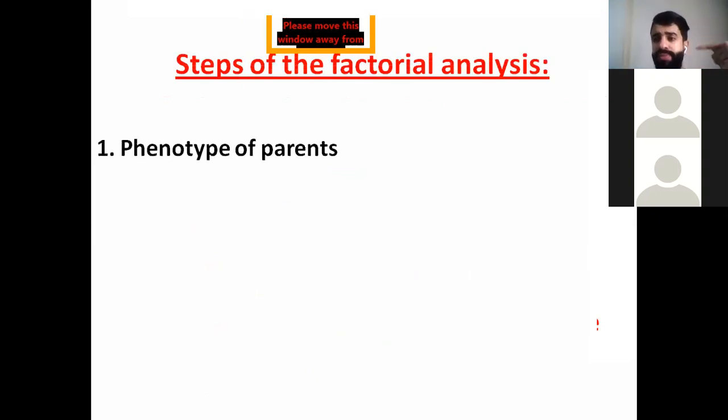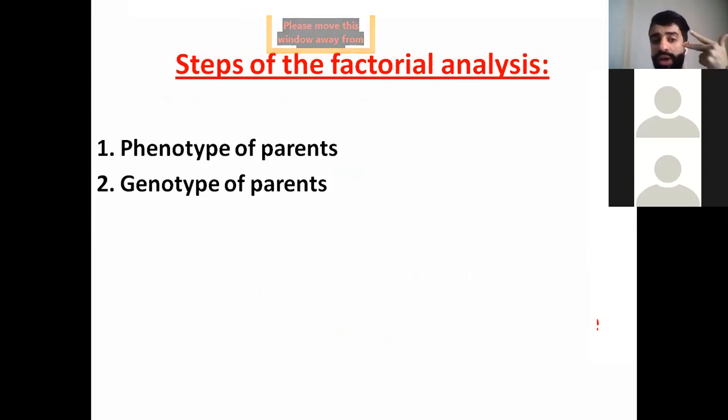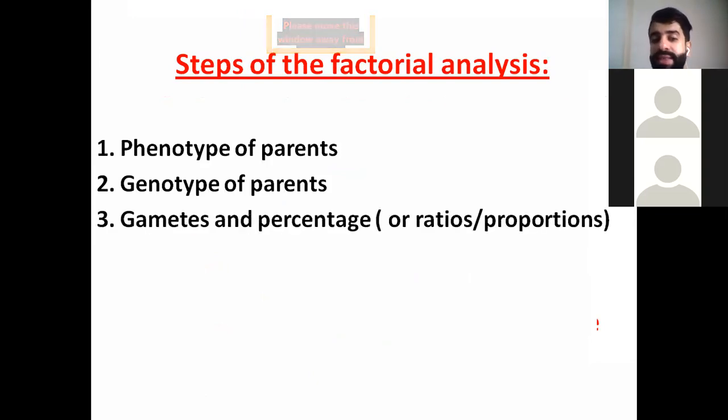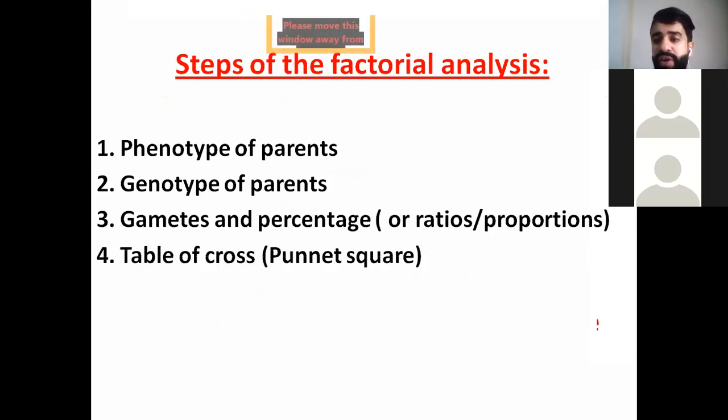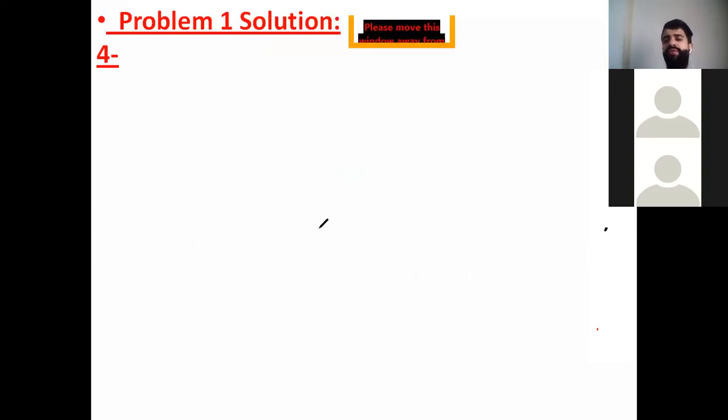Let's remember together the steps of the factorial analysis. First, you have to write the phenotype of the parents. Second, the genotype of the parents. Third, the gametes, either in percentage if they ask for it, or in proportion if they ask for proportion. Number 4, table of cross. Number 5, table of results. So let's start with part 4. Part 4, they need factorial analysis.